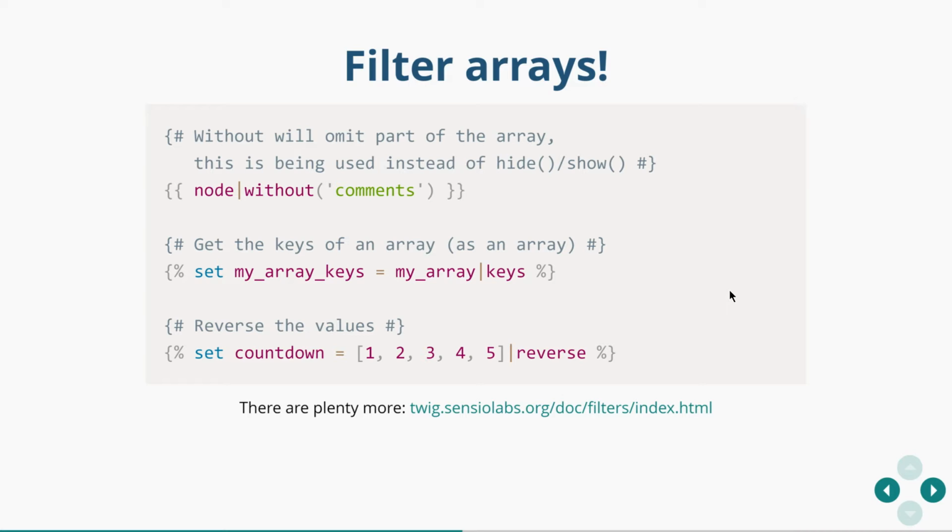Here's another filter for an array. It gives you your array keys if you need those. Countdown, so this is going to go from counting up, which is just a simple array here, and then I'm going to pipe it to reverse, so the countdown is going to be 5, 4, 3, 2, 1 instead of 1, 2, 3, 4, 5. So you can do all that lovely stuff.